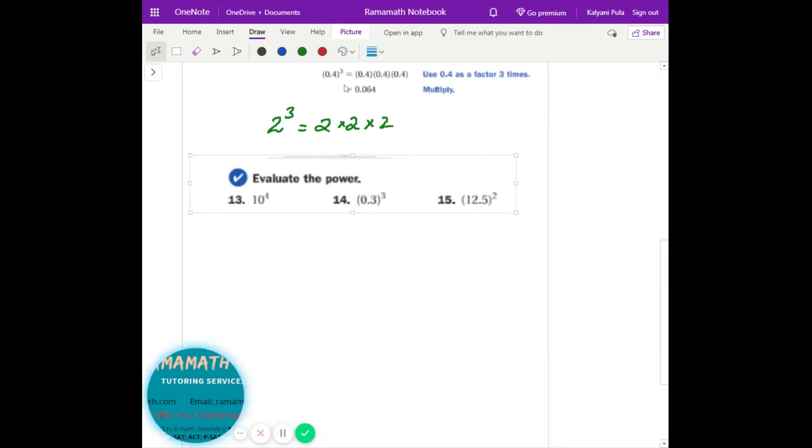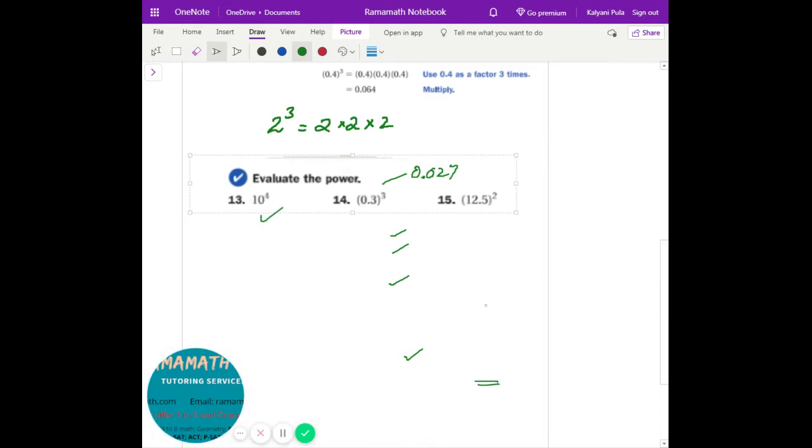For this one, we have only the 3rd exponent. So when you have a 3rd exponent, you need to multiply only 3 times. So when you multiply 0.3 times 0.3, you get 0.09, right? And then you multiply that one by 0.3, so you get 0.027. That's it. The 3 of them is done. You don't need to do the 4th one. Okay? So the answer for this one is 0.027. This one is good.